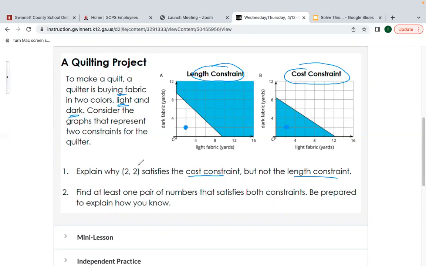If it's not in the shaded region for the length constraint, that means it's not an answer. For the cost constraint, we can see that it's in that blue piece, so that is going to be included. It's in the blue region, so it is an answer to the solution for that equation.